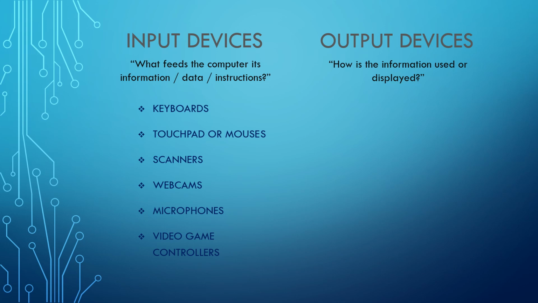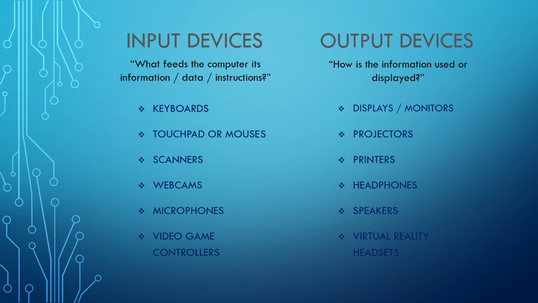Now into output devices. This is how the information is used, or how it's displayed. So it's obvious that one such output device would be your display, or your monitor, or a television, or a projector that's going to give that visual representation of the data that's input. We've got printers, where if we want to print out our Word document, that's the output of that document. We've got headphones and speakers for any audio outputs. And a virtual reality headset. So you're playing that video game, and your VR headset is going to give you the display of what instructions you're giving the controller.